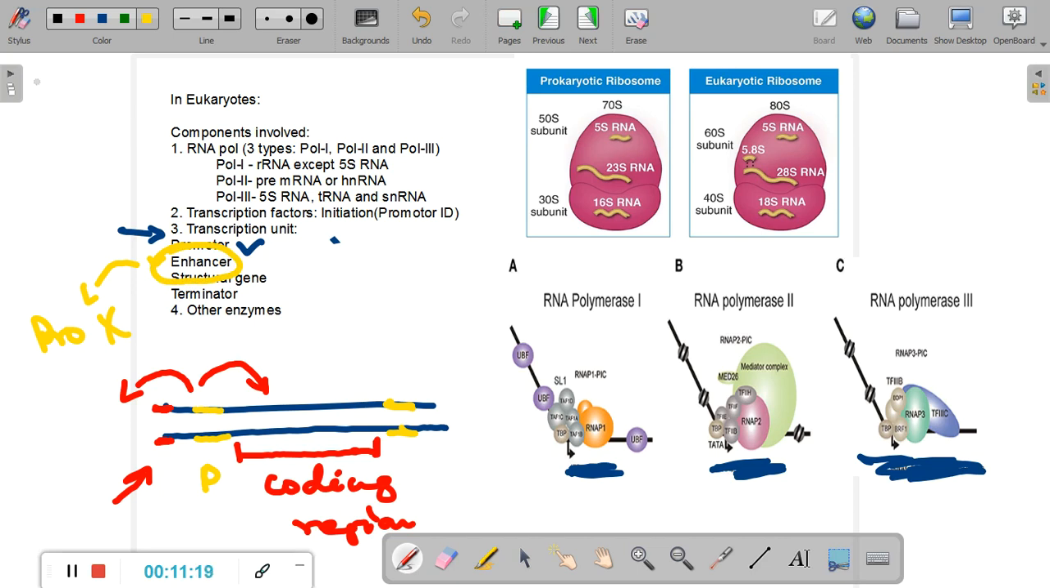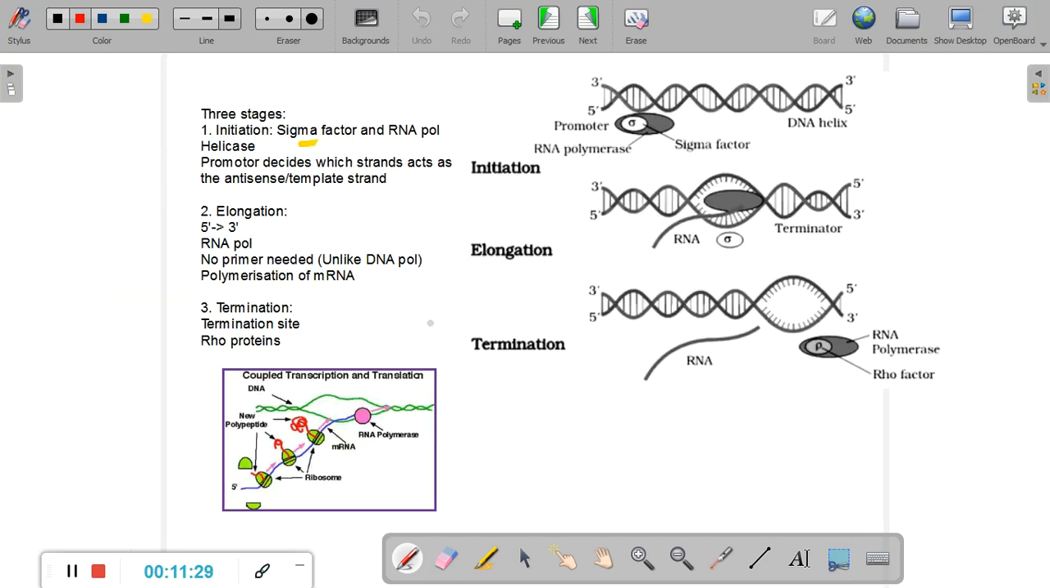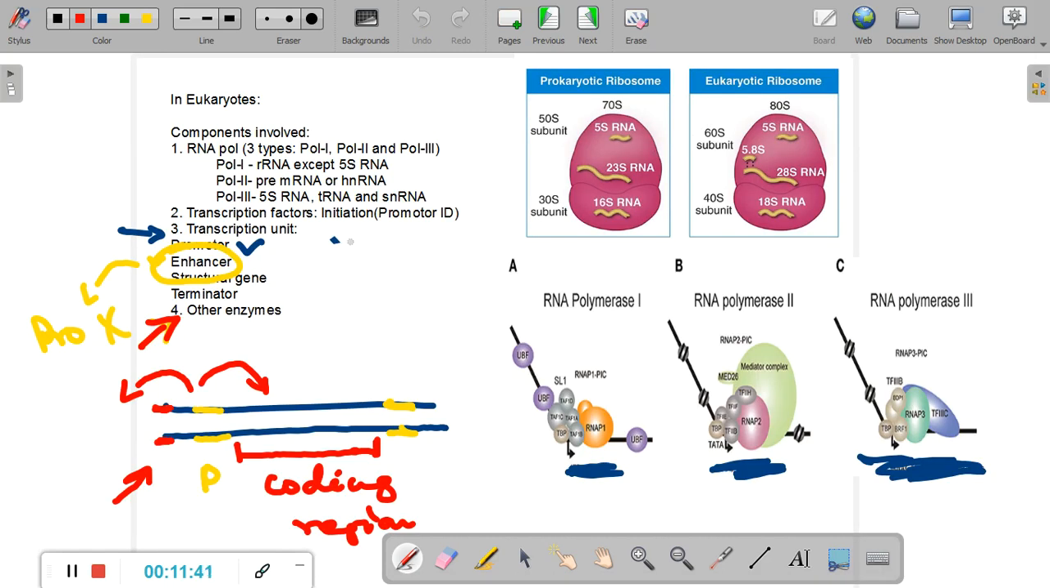Now, what are the other components involved in the process of transcription? The last component involved is many different types of enzymes. If you recall transcription in prokaryotes, the only two major proteins involved were the sigma factor and the rho factor. But here, many proteins are involved, which are known as the initiation or transcription factors. Apart from that, many enzymes are also involved, and we will see what these enzymes do in just a little while.